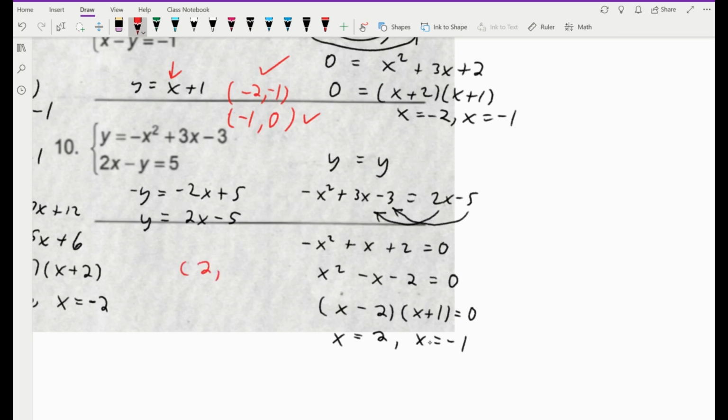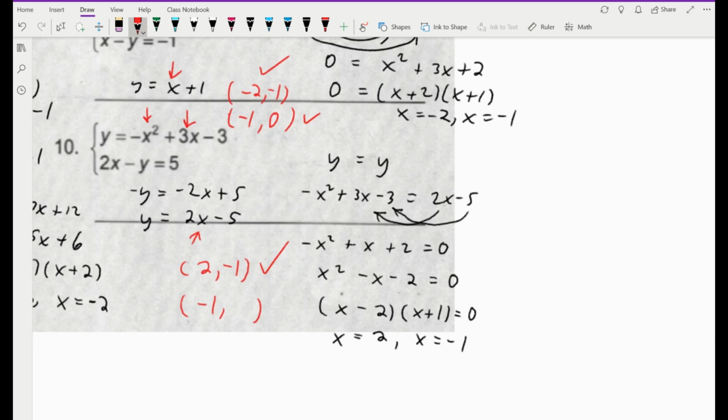We'll plug 2. I'll plug 2 up here into the quadratic first for the x's. -2 squared is -4. -4 plus 6 is going to be 2. 2 minus 3 is -1. Now we'll plug the 2 in right here. 4 minus 5 is -1. It checks. Now let's plug in the other x value, which is x equals -1.